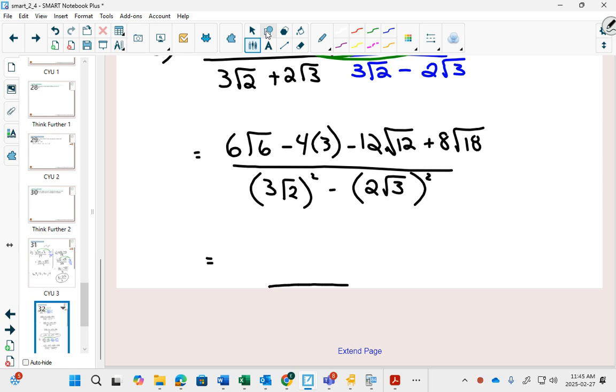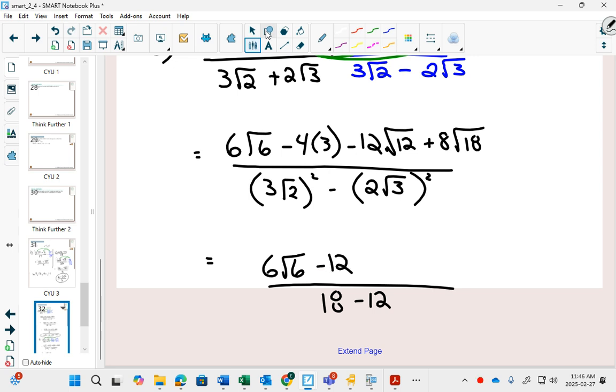On the bottom, you can definitely figure this out. So 9 times 2, that will be 18. 2 squared is 4. 4 times 3, that will be 12. I'll get 18 minus 12 on the bottom. And we'll do some simplification on the top. 6 root 6. Can't simplify. 4 times 3, definitely, we can get 12.